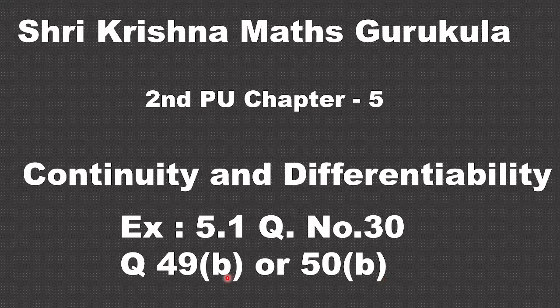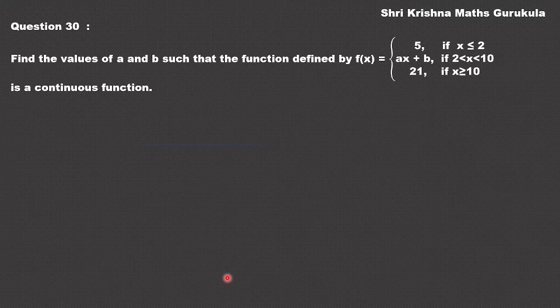The 4 marker question is always asked from the continuity topic, so this can be a possible question. So please do look into the sum, understand and learn the sum. Question number 30 goes like this. Find the values of a and b such that the function defined as f of x is equal to this is a continuous function. Now, we have to find the values of a and b.